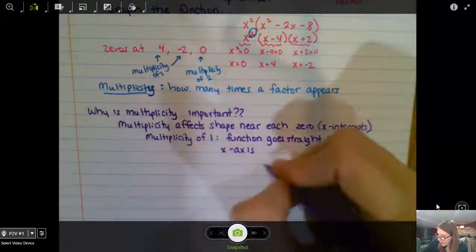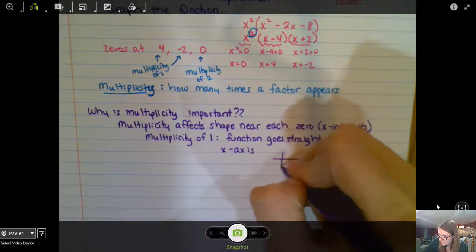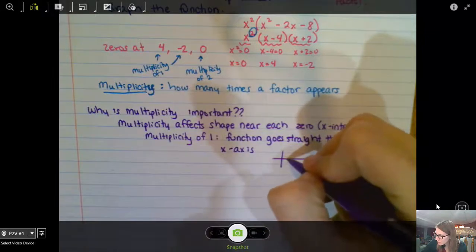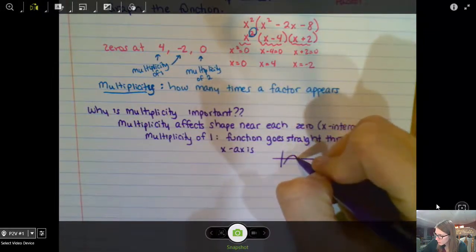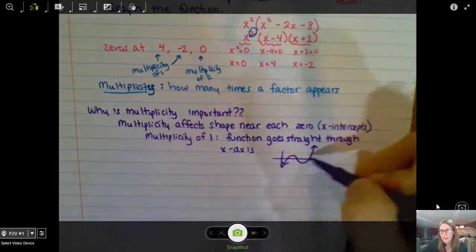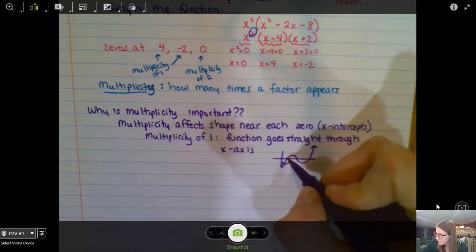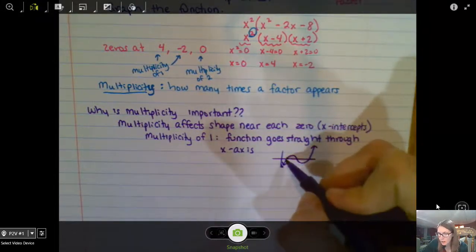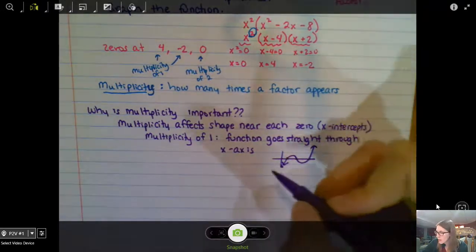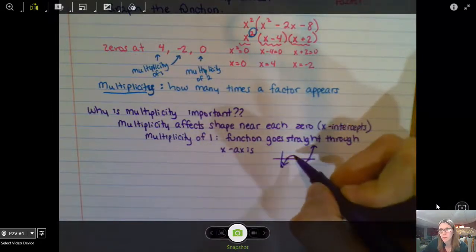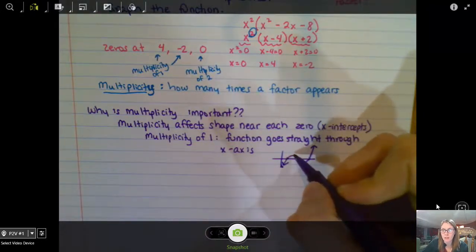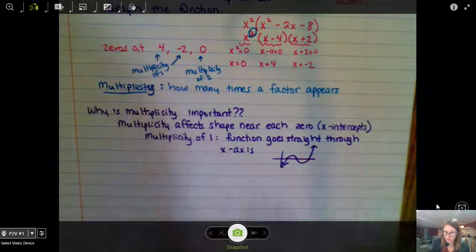So if you had a graph of a polynomial, and let's say I have a cubic function that has 3 x-intercepts, okay? If this is what my function would look like, I know each x-intercept, each 0, has a multiplicity of 1 because that function goes straight through. It goes from one side of the x-axis to the other, one side to the other, one side to the other. Okay.